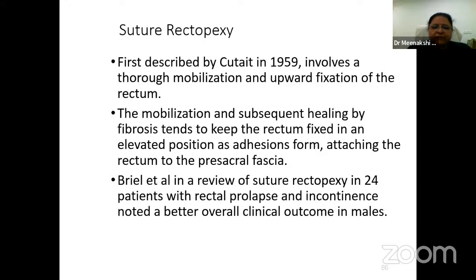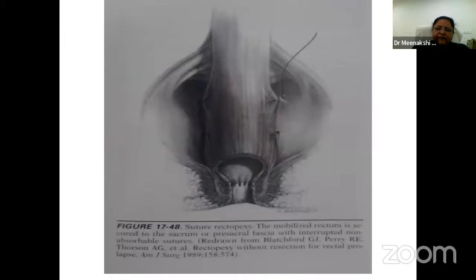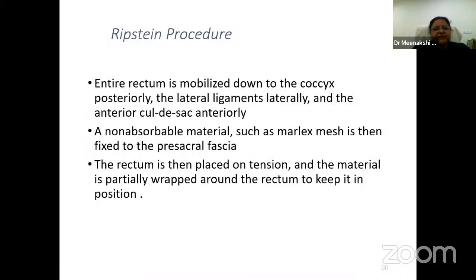Now the suture rectopexy, what is done? The mobilization and the subsequent healing by fibrosis tends to keep the rectum fixed in an elevated position as adhesions form, attaching the rectum to the presacral fascia. That is the principle behind this thorough mobilization and upward fixation of the rectum. So how is it achieved? It is achieved this way. That is the suture rectopexy, and that is a very, very important surgery that everybody must know for rectal prolapse. So it is the mobilization of the rectum and fixation of the rectum to the presacral area. Then what is this Ripstein procedure?